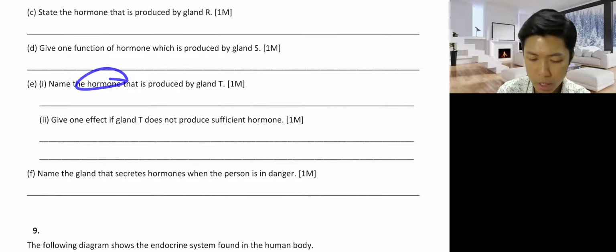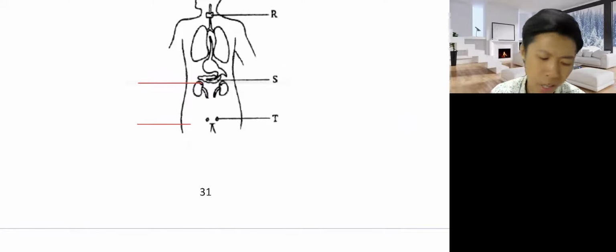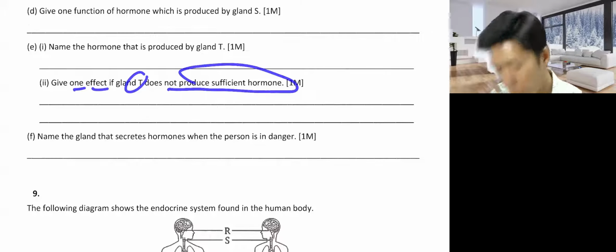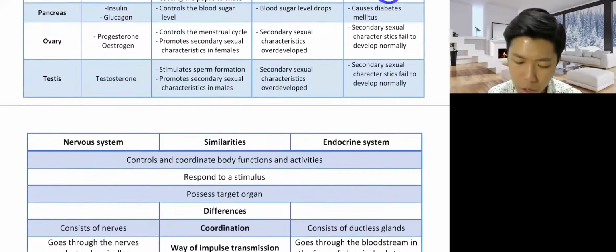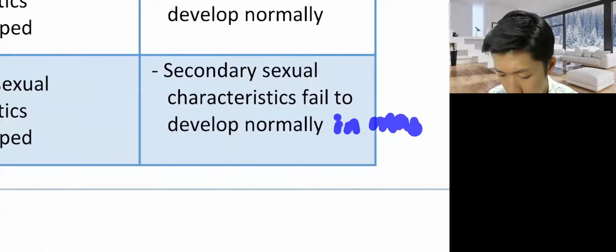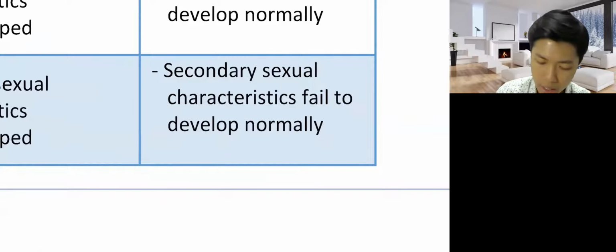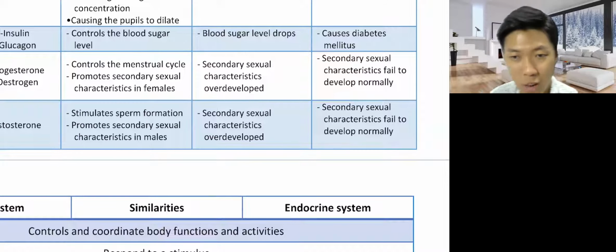Next one. Name hormone secreted by gland T. See, no problem. Gland T is the testis. The hormone is called testosterone. Don't spell wrongly. Spell wrongly, then wrong. Okay, and give one effect if T does not produce sufficient, not enough. Not enough means under secretion. Under secretion of testosterone is this one. Of course, behind you can write in male: secondary sexual characteristics fail to develop normally in male. So this answer is very nice to use. You see all 6 of them repeat the same answer. You just have to write in male or in female, then can tell.